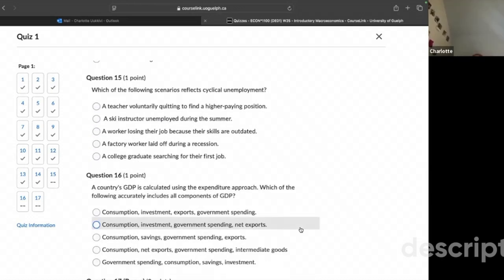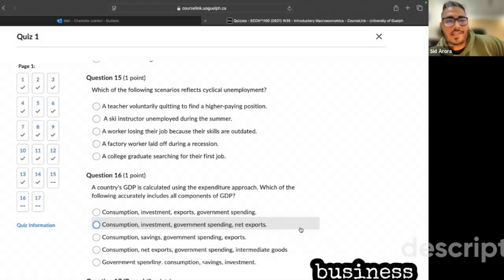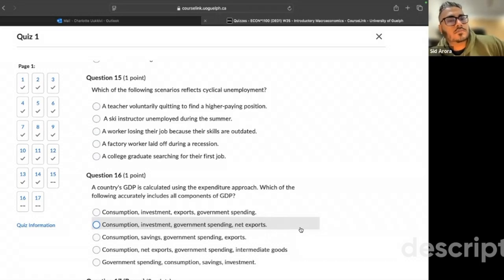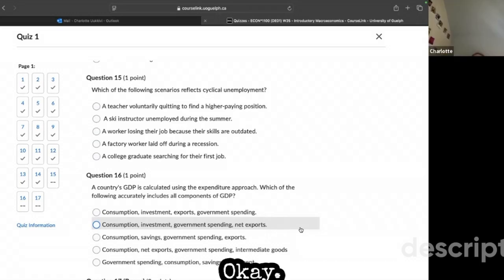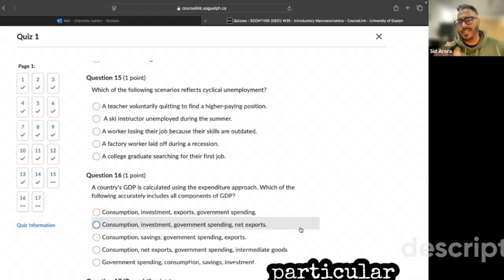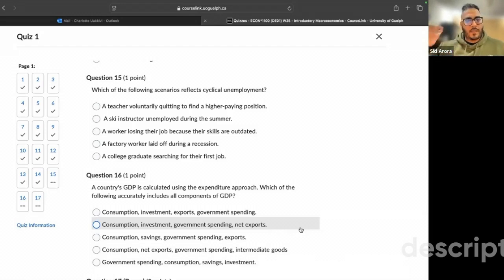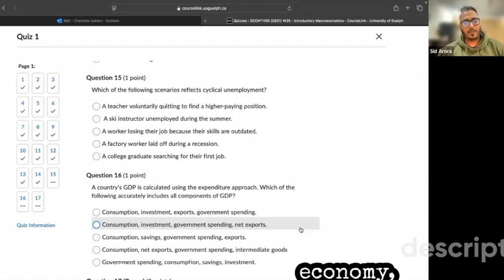Okay, this is from the last session. This one has to do with seasonal working. No, so cyclical has to do with the changes in the business cycle for the entire economy. If you think about seasonal, that was more seasonal unemployment. That has to do with particular businesses. For example, the ski instructor would be seasonal unemployment. But when we're talking about cyclical, we're talking about the entire economy, the business cycles that the entire economy goes through.